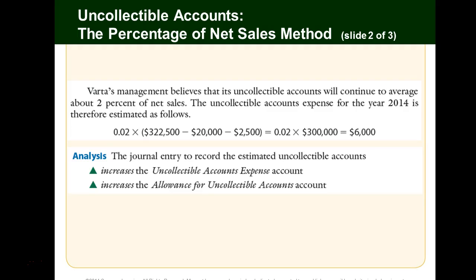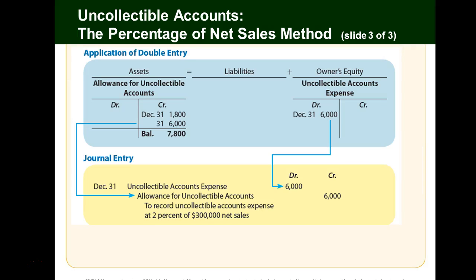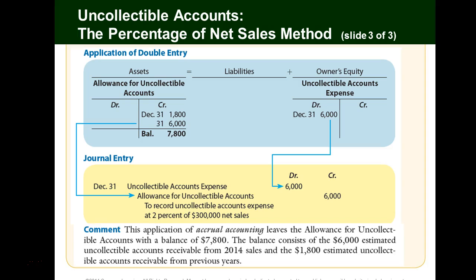So the journal entry that we are going to record is to show an increase in our expense and an increase in our allowance for uncollectibles. So we're going to debit our uncollectible account expense for $6,000, and we're going to credit what we call that contra account, the allowance for uncollectible accounts of $6,000. And our note there is to record uncollectible account expense at 2% of the net sales.